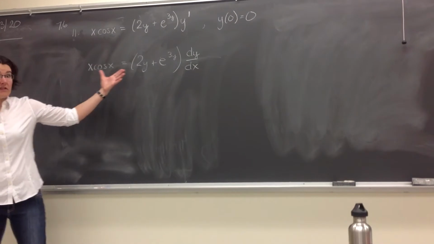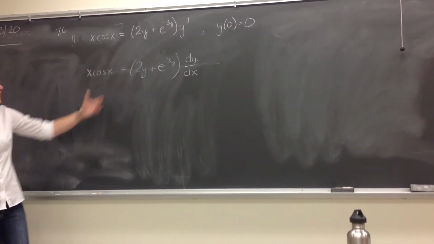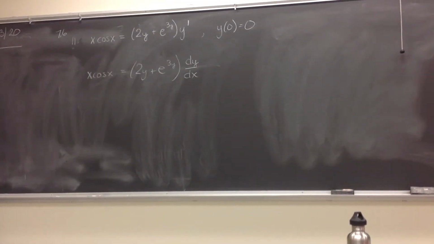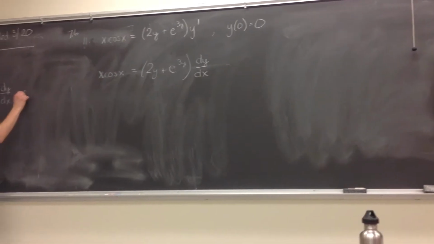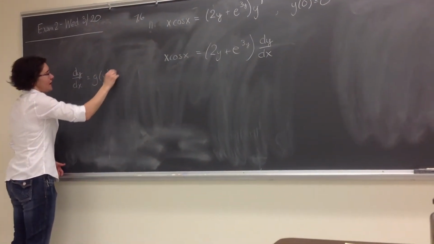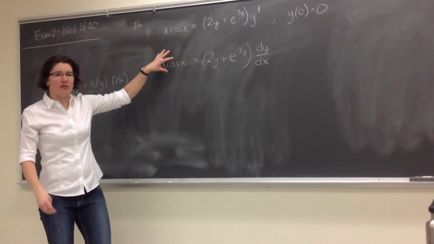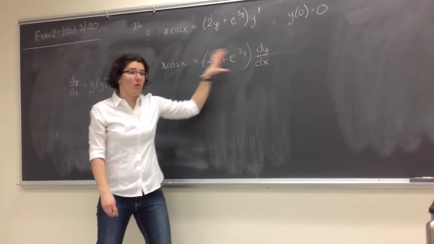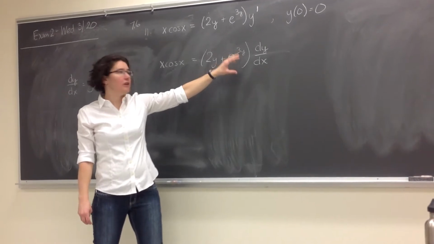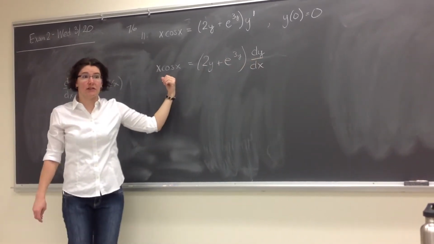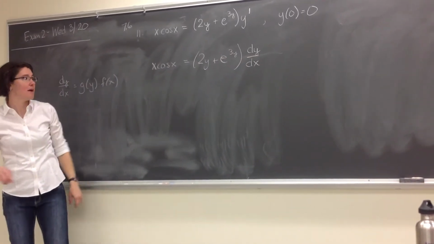Now, when I look at this equation, it's not quite written in the form dy over dx equals g of y times f of x, but I can kind of see that I've got all my x's grouped together. I've got all of my y's grouped together. The only thing that isn't really grouped together is this dx. I need to pull it over to the left side, and that will separate my x's and my y's.